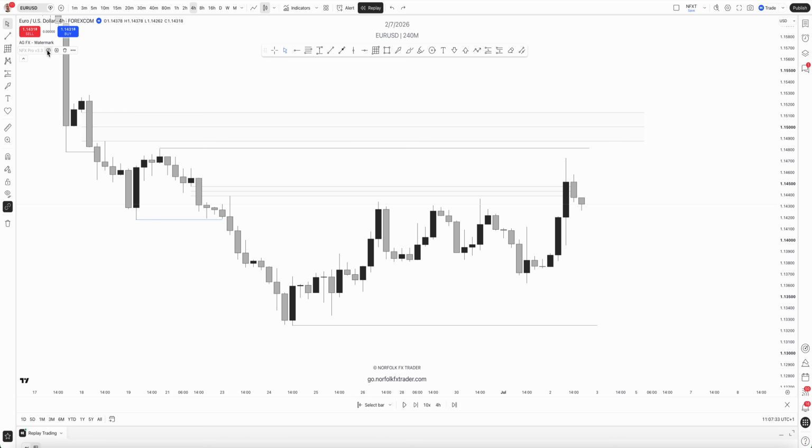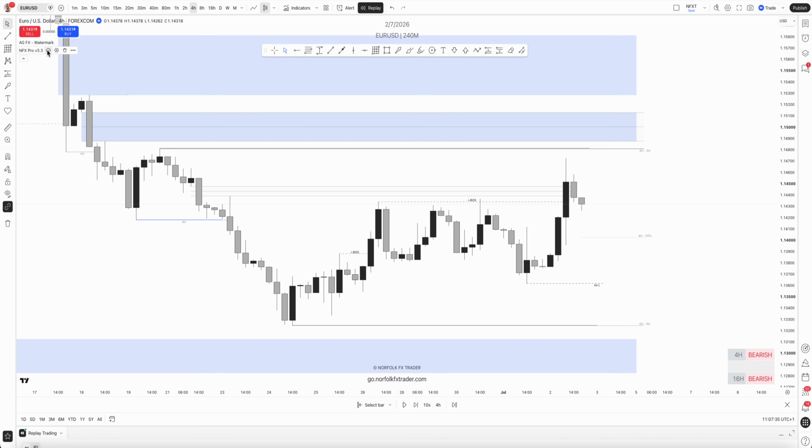Now that we've mapped these zones manually and you understand the rules behind them, let me show you how the companion tool applies the same process automatically across your charts. So as you'll see, now the tool's applied, we actually don't have this imbalance marked. And the reason for that is this candle's closed through and it's removed it automatically for me.